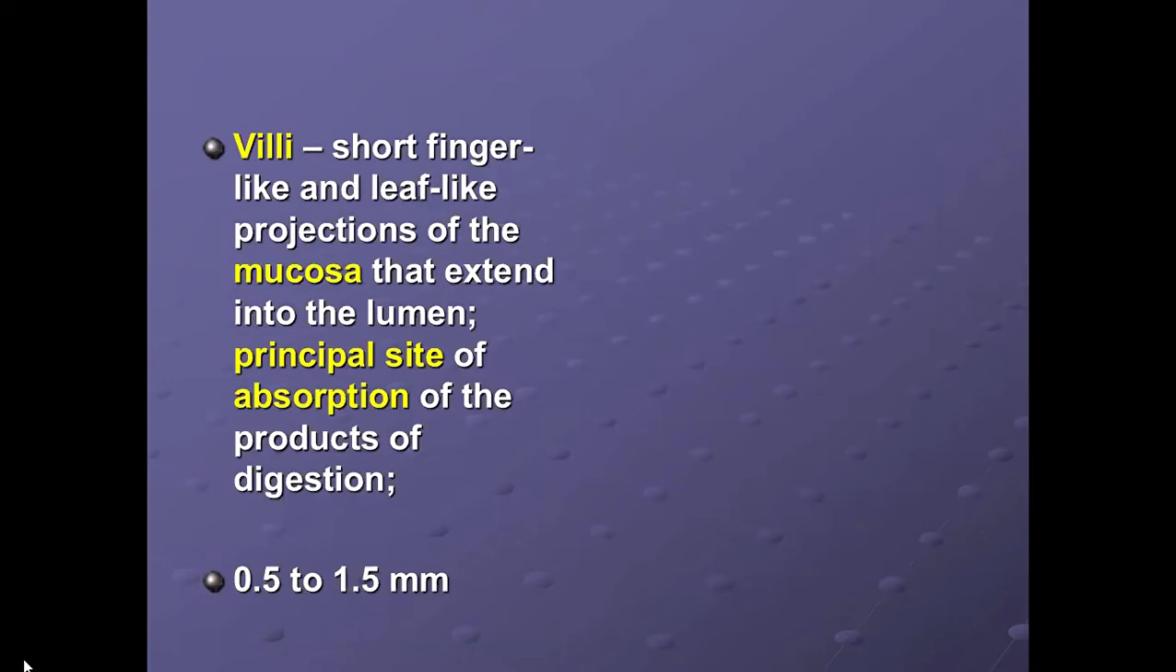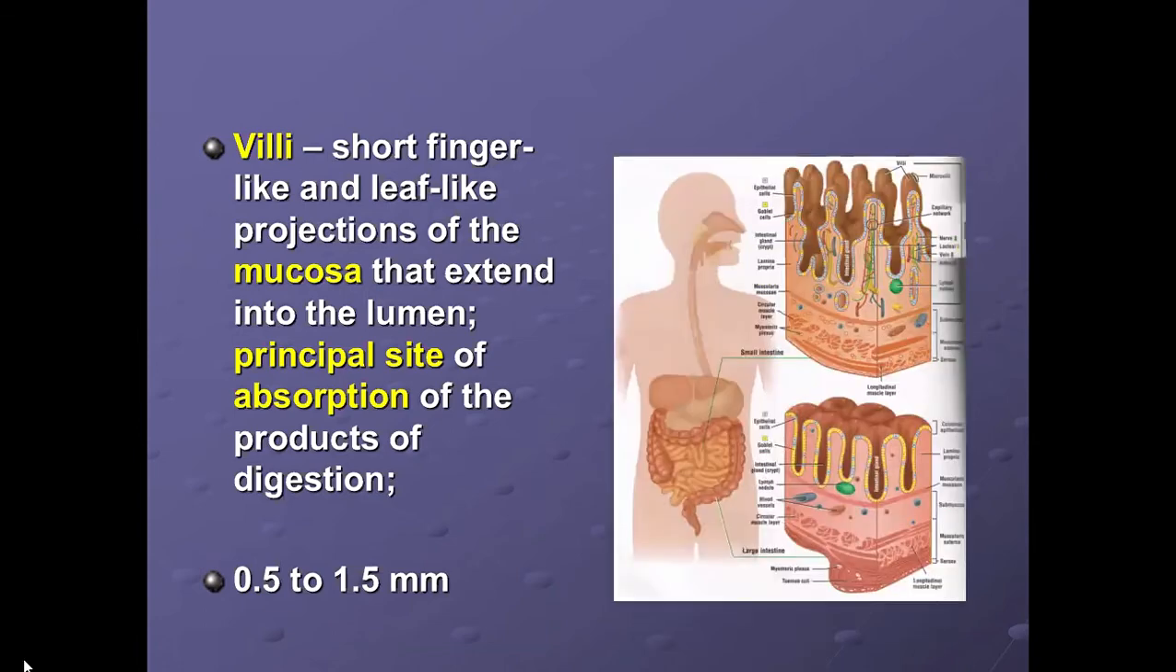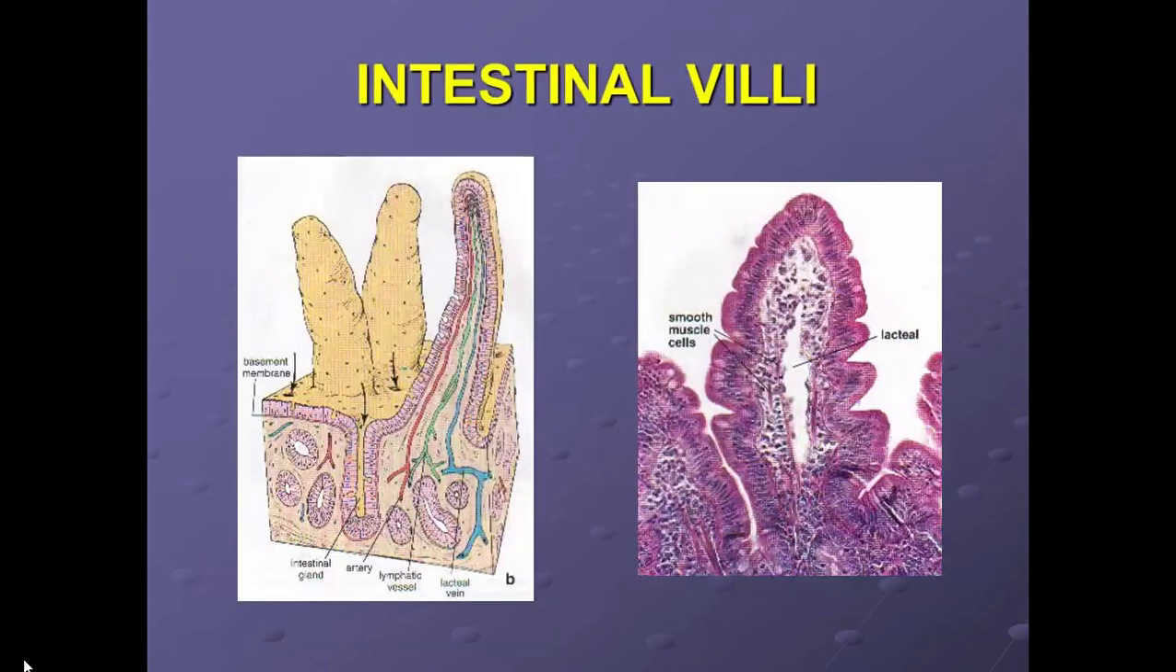Projections in the mucosa that extend into the lumen, the principal site of absorption of the products of digestion, 0.5 to 1.5 millimeters in length. There you are, the intestinal villi. We say it is finger-like, and we say it is leaf-like.